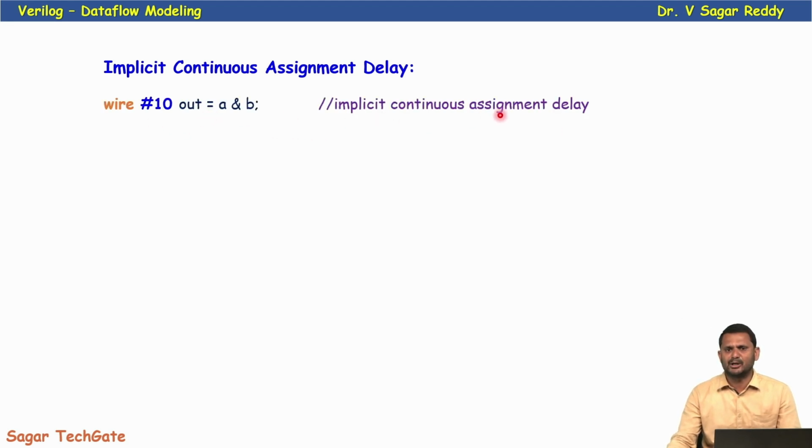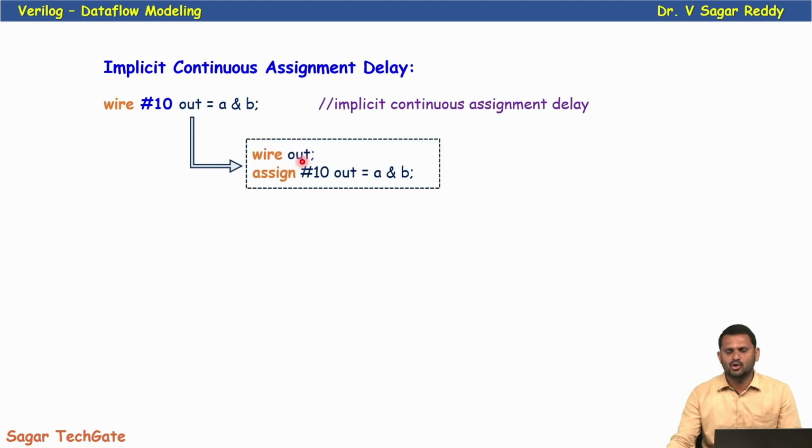So this is implicit continuous assignment delay. We didn't use the assign keyword; directly we write it in the wire statement. Clear? So it is equal to wire out; assign #10 out = A and B. Both are the same only. We can write like this also.